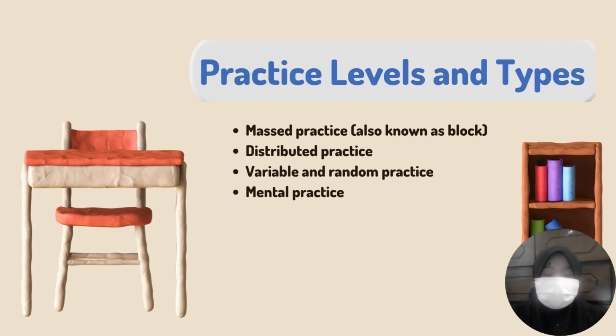Next, we're going to see the third concept of techniques that can be used by therapists and parents in motor learning, which is practice level and also type. Under practice level and types, it's divided into four types of practice: the first one is mass practice, also known as block. The second one is distributed practice. The third one is variable and random practice, and the fourth one is mental practice. So we'll go through these practice levels and types one by one.